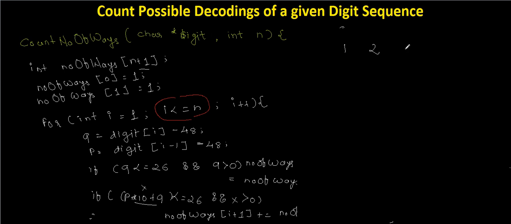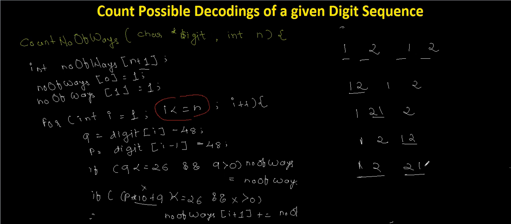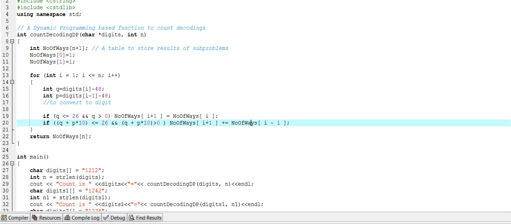1, 2, 1, 2 can be decoded into the first way, 1, 2, 1, 2. Now second, 1, 2, 1 and 2, third, 1, 2, 1 and 2, fourth, 1, 2, 1, 2. Is there any fifth way? Yeah, 1, 2, 2, 1. So total number of ways are 1, 2, 3, 4, and 5. Correct? Let's check whether these are happening or not.